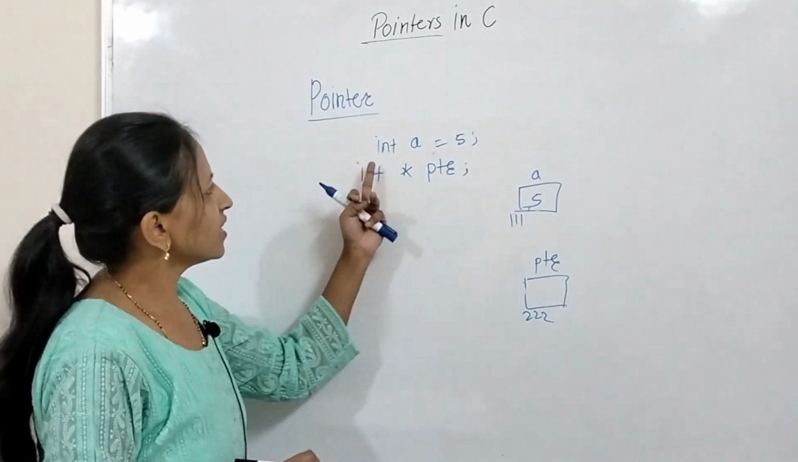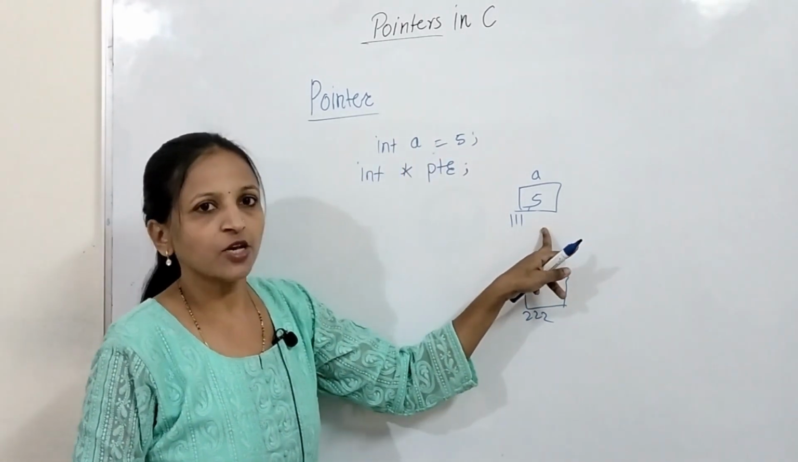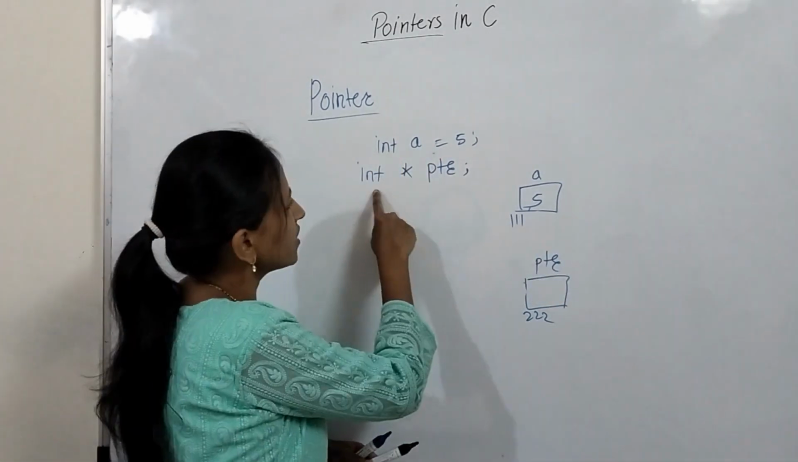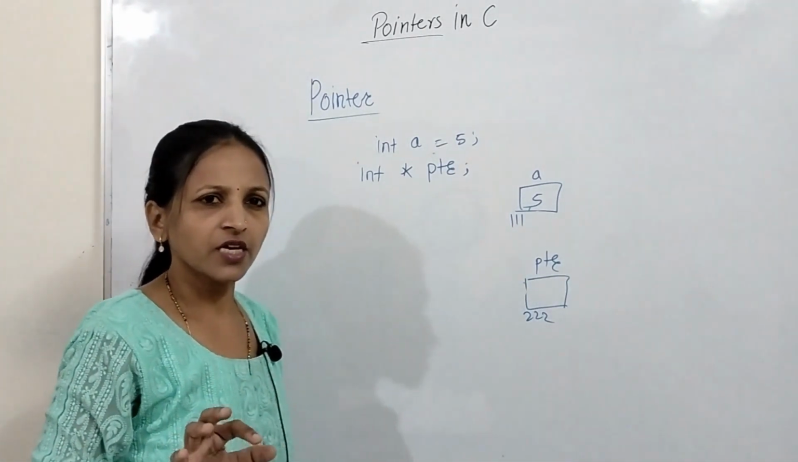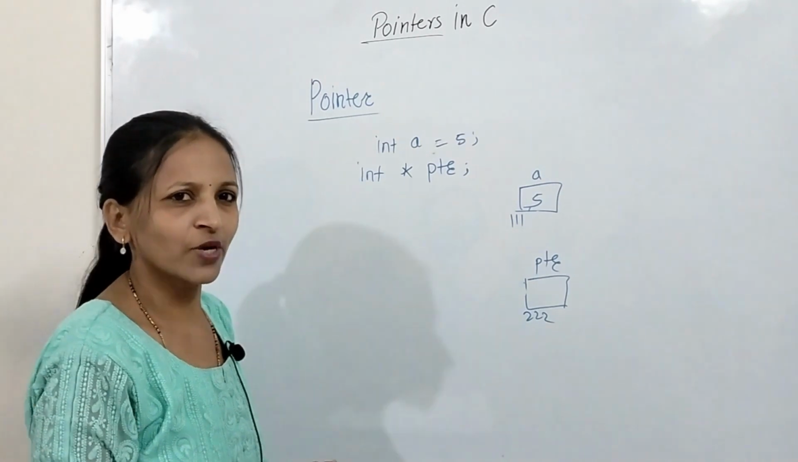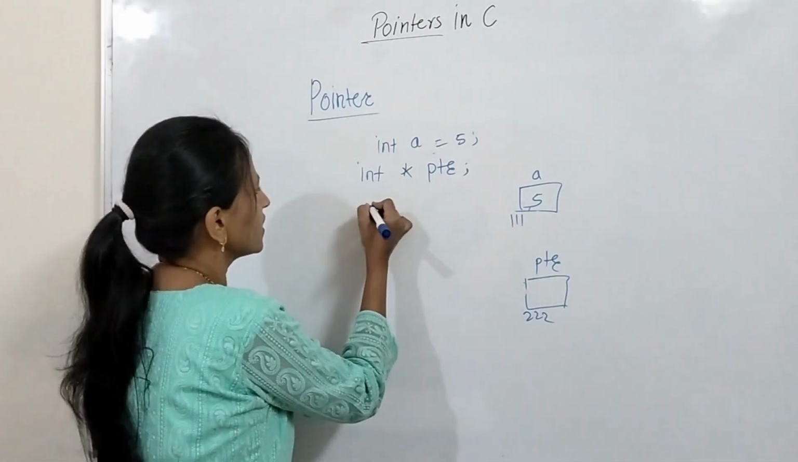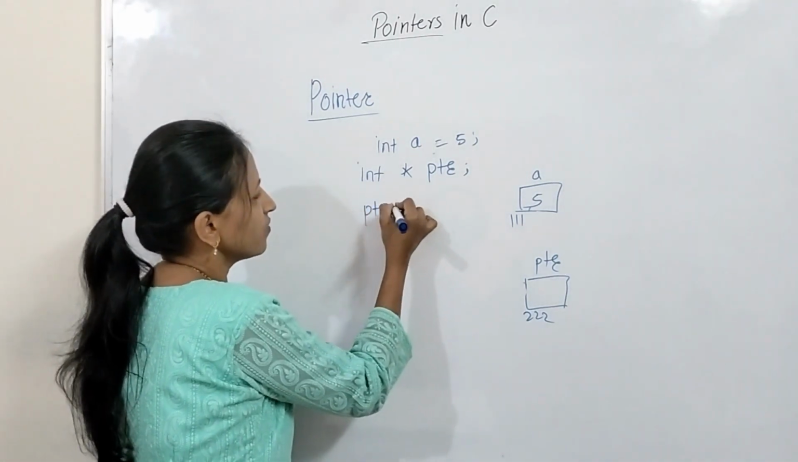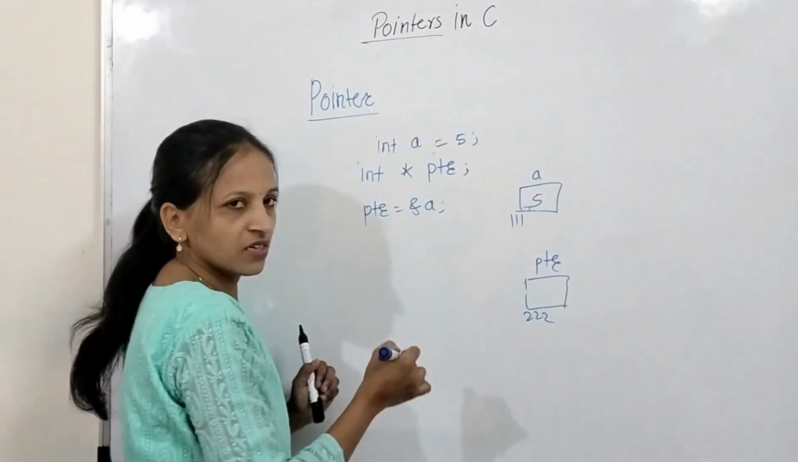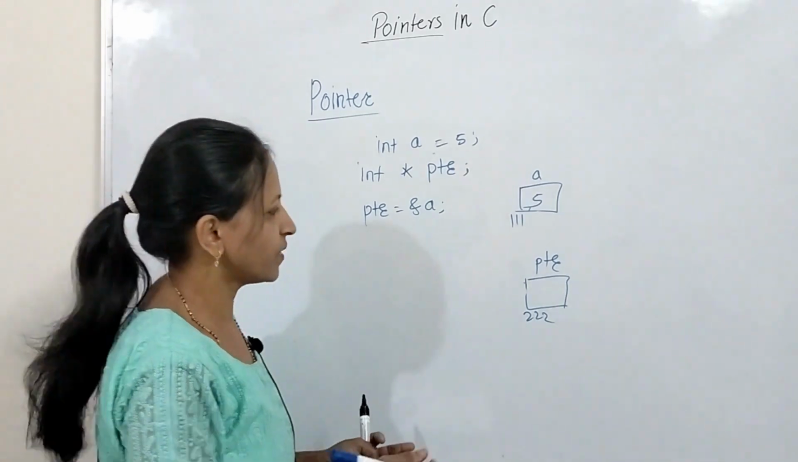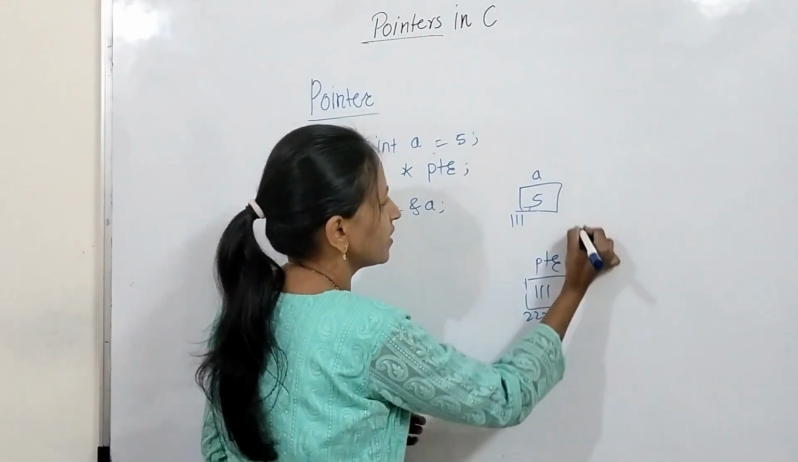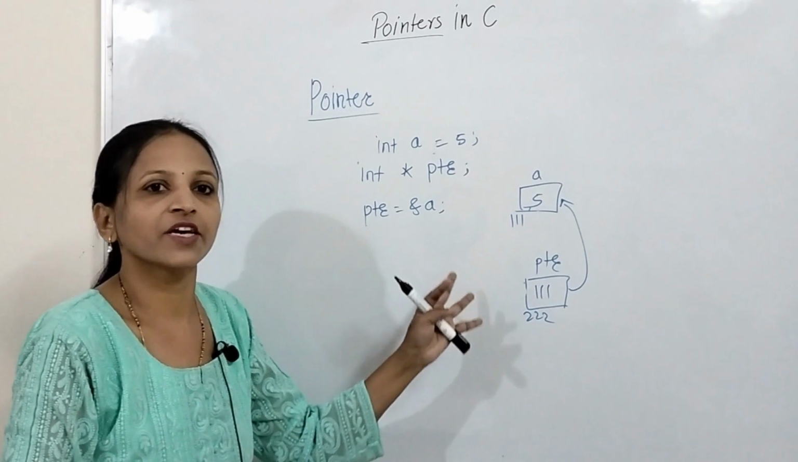See here, I have declared one integer variable a having value 5, and now I am declaring one pointer variable. It is of type integer, meaning it can hold the address of any integer. Now suppose I write ptr equals address of a. No problem, because ptr can hold an address. It is a pointer variable, so 111 will be there, and now ptr is pointing to a.